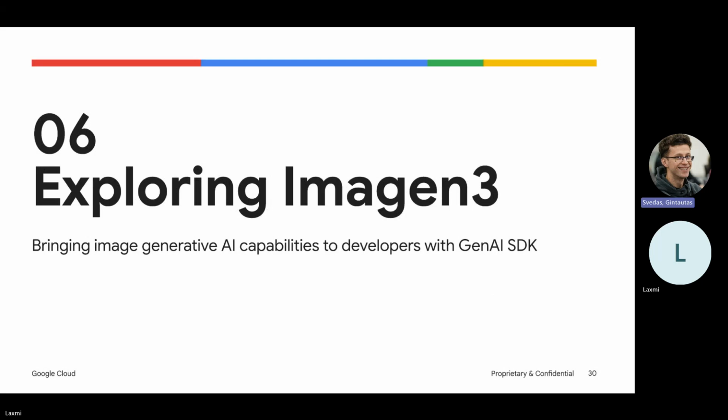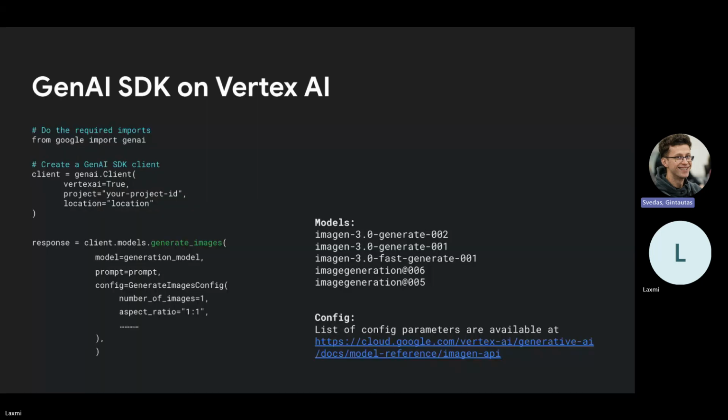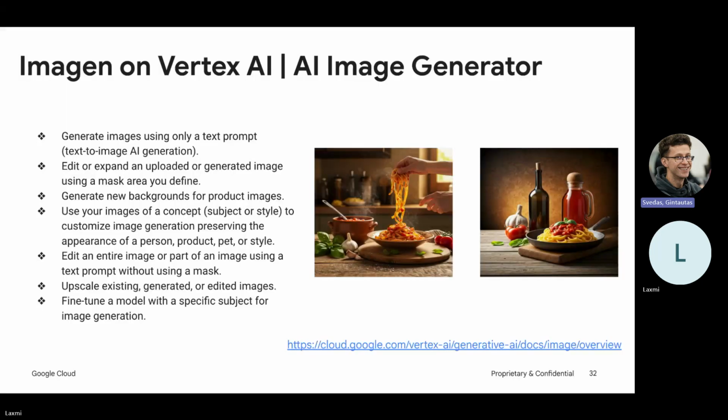And then I'll also take you through Imagen 3, right, which is Google's image generation model. Again, coming back to my point, it is that one same SDK. Instead of generate content, all you have to do is generate image, right? And then you have a set of models which are supported, Imagen 3 version 2 being the latest. You could also configure things like the number of images, aspect ratio, and there's a whole list of parameters which is available there, right?